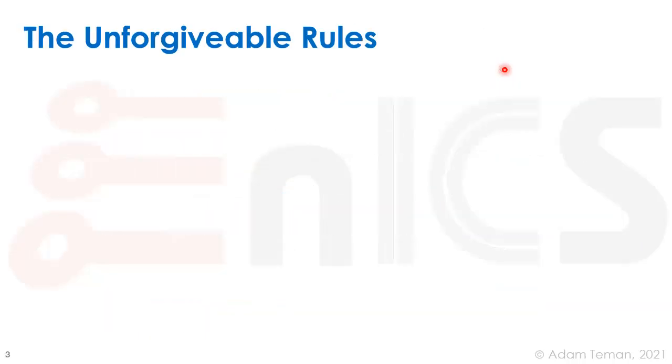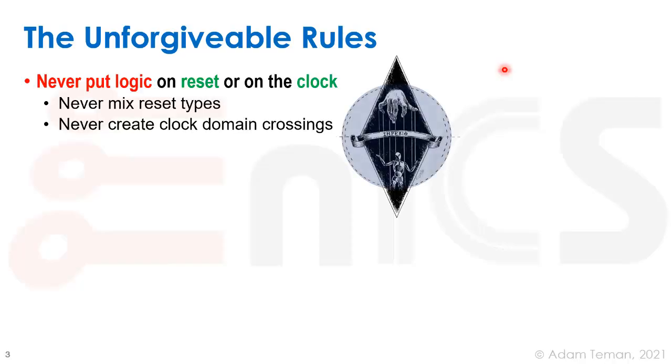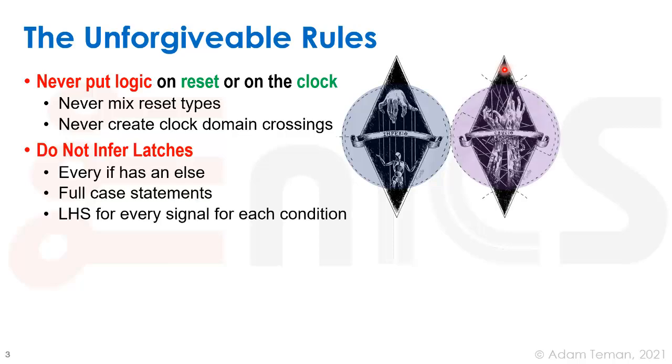So I've broken this down into what I call the Unforgivable Rules. Taking inspiration from J.K. Rowling, there are 3 rules. The first one is never put logic on reset or on the clock. This is the Imperio rule. Never mix reset types, never create clock domain crossings. The second rule, the Crucio rule, is do not infer latches. Every if has an else, use full case statements, assign the LHS for every signal for each condition.